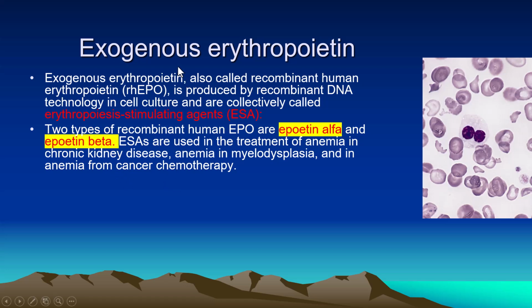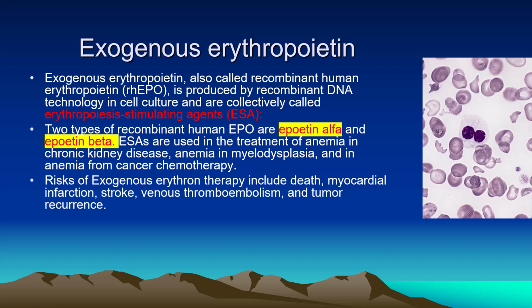If erythropoietin, this exogenous protein, is given to such a patient, it improves the anemia. Every drug also has its side effects, so erythropoietin has side effects too. It may cause sudden death, myocardial infarction, stroke, venous thrombosis, and tumor recurrence.